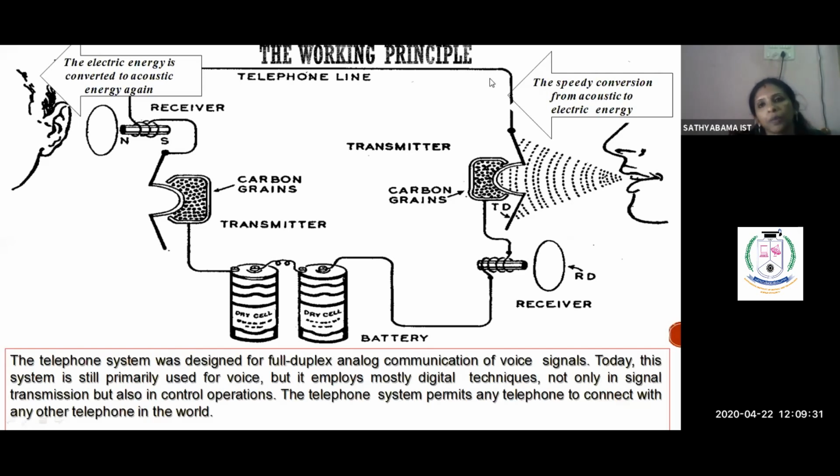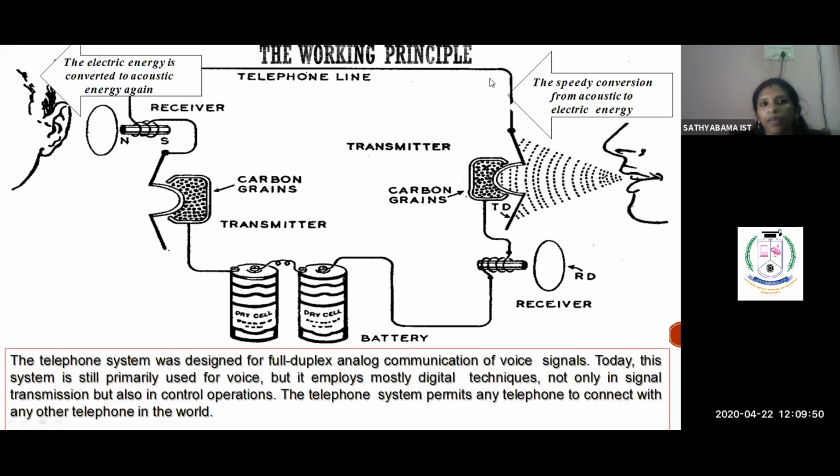So here you have to remember the basic block diagram of your communication system. Okay, so by means of the basic block diagram only we are doing this. So here the telephone line will be converting the voice signal into an electrical signal, and then it will be received at the receiver end.